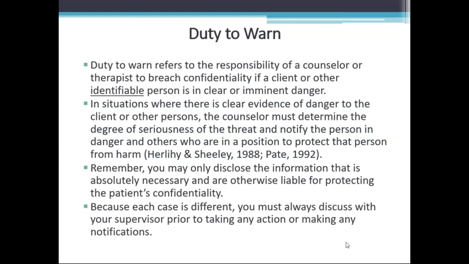So duty to warn does extend to a responsibility to inform an identifiable person that may be at risk. And if you notice in the second bullet point, it even extends to others that might be in a position to protect that person from harm. So that it could include family members as well as the identifiable victim.